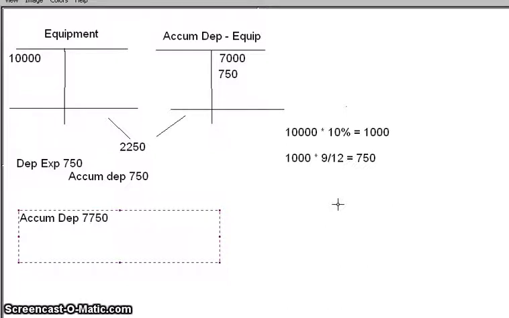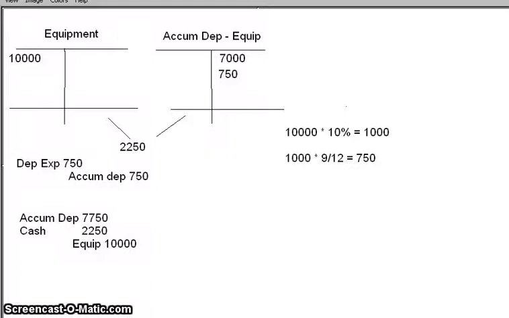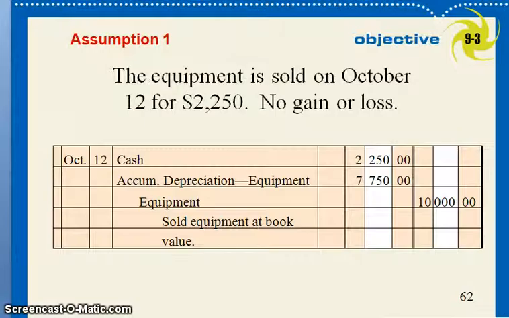And we are going to credit my equipment for $10,000. And the piece that's missing here is actually the cash I received. We got cash of $2,250 in this scenario. There's no gain or loss. We've taken the equipment off the books, taken the related accumulated depreciation off the books, and we've recorded the cash we received. That is our journal entry for that one.